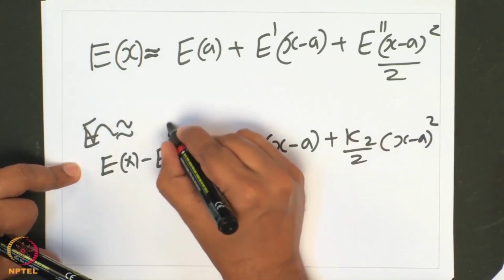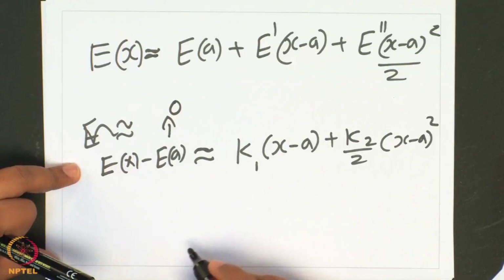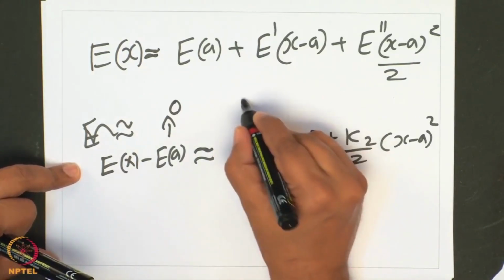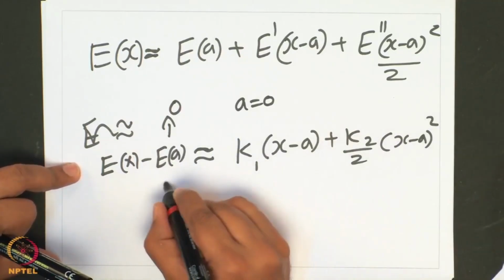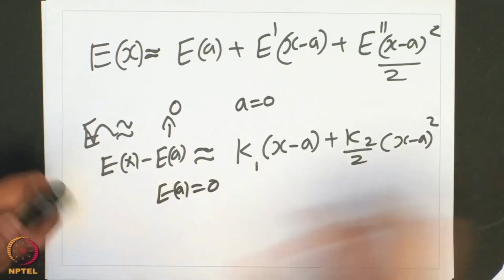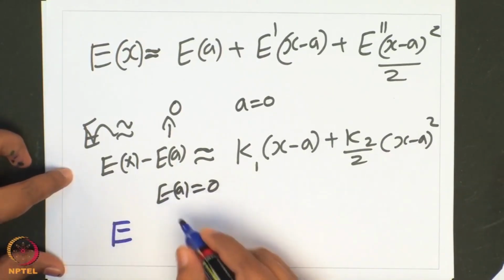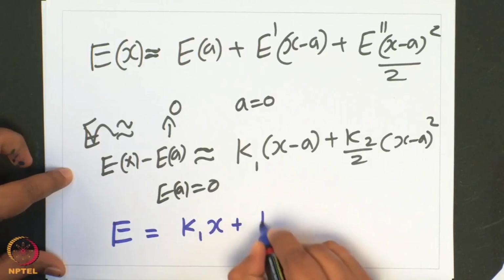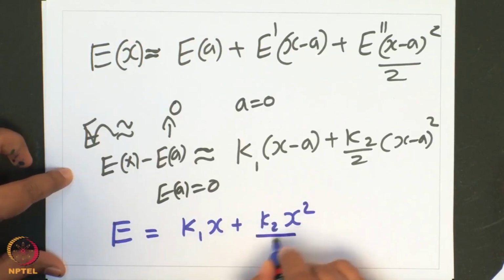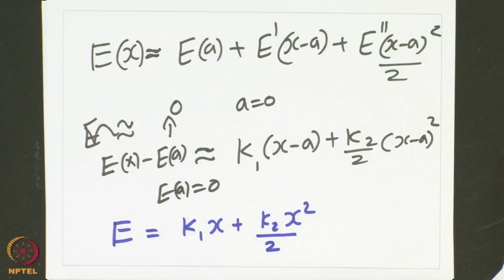So if I assume the energy of this is 0, and a is 0, if I take a equal to 0 and E of a equal to 0, I can write the delta E as k1 x plus k2 x square by 2. So this is essentially an approximate form of energy, plus in principle all the infinite terms. If I know this k1 and k2, I can calculate this energy.